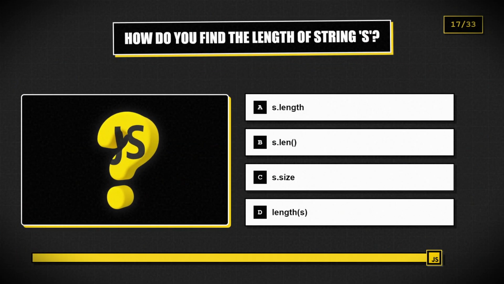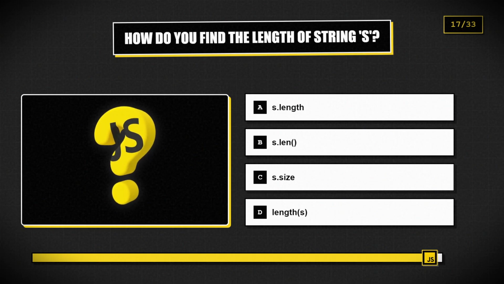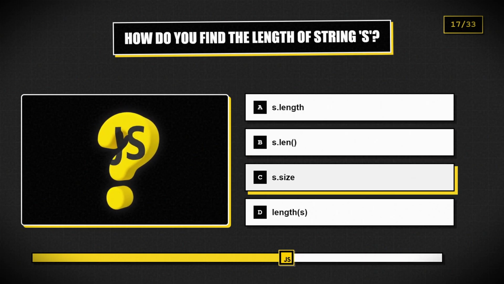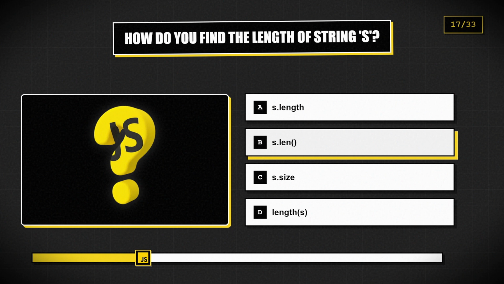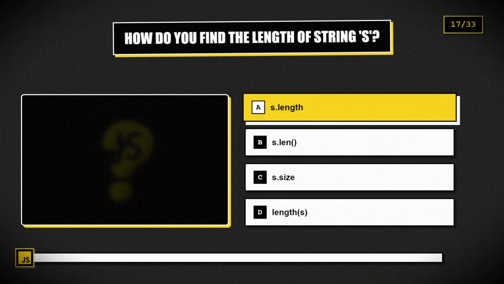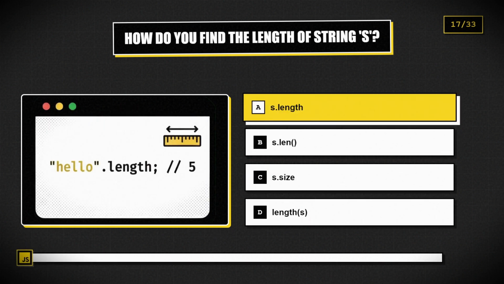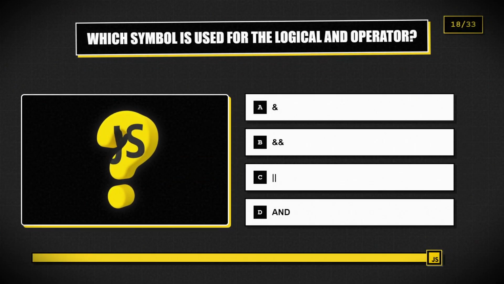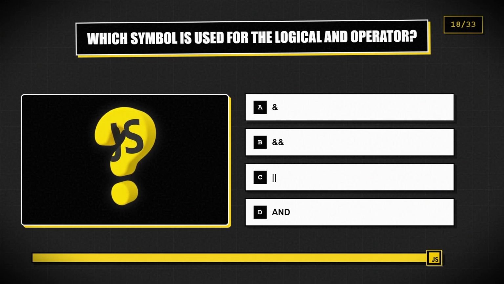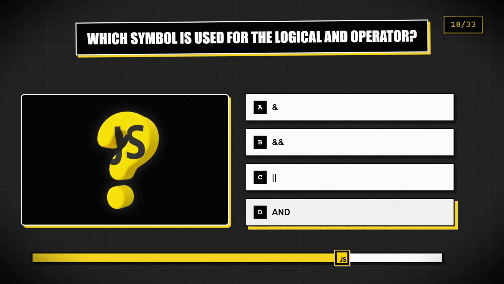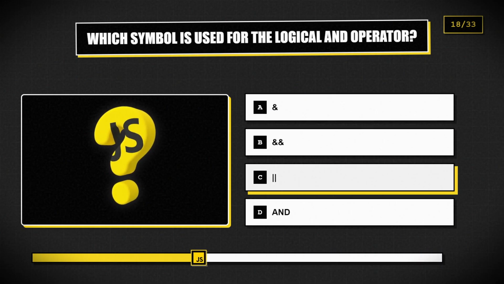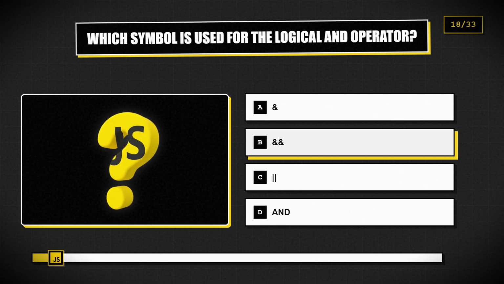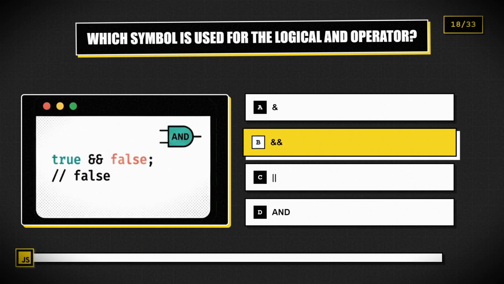How do you find the length of string s? The .length property returns the number of characters in a string. Which symbol is used for the logical AND operator? Double ampersands represent logical AND in JavaScript.